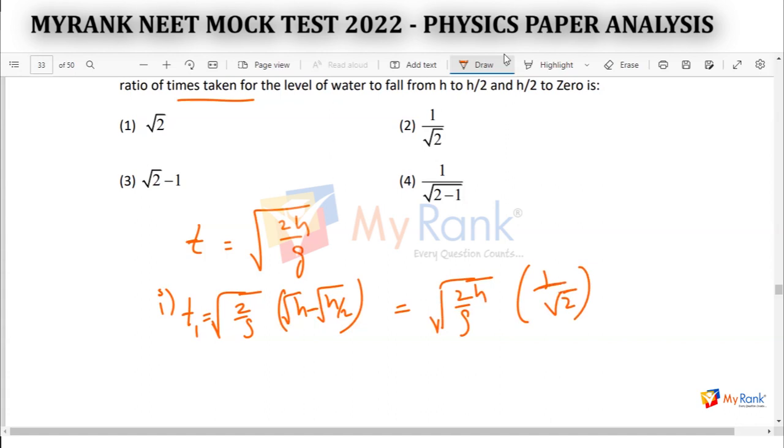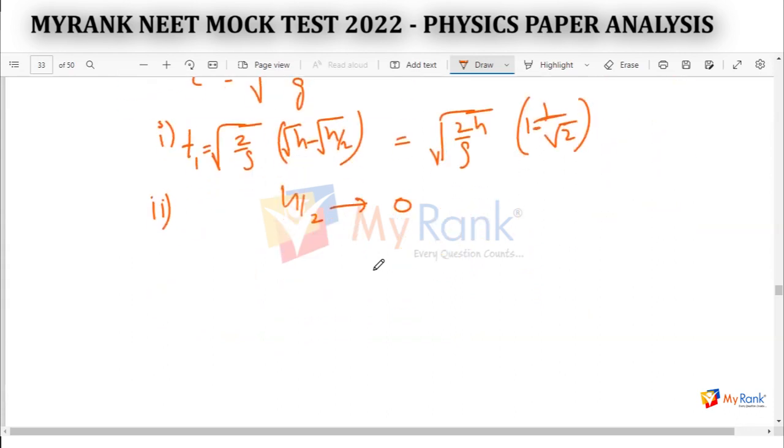So we can write 1 minus 1 by root 2. Yes, this is the first case, that means from h to h by 2. Next, from h by 2 to what he told? 0. So therefore T2 is nothing but root over 2 by g into root of h by 2 minus 0. That's it.